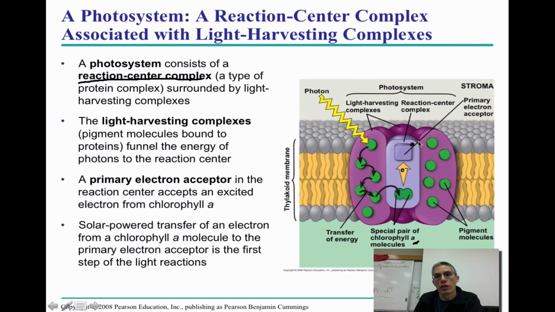And so what happens is, the electrons within these particular molecules are going to be taken and moved to something called the primary electron acceptor. Once it does that, it's basically going to accept that excited electron from chlorophyll A. So the transfer of an electron from a chlorophyll A molecule to that primary electron acceptor, this little square area that you see right here, is going to be the very first step of the light reactions. We'll get into more detail when we talk about photosystem 1 and photosystem 2, probably in the next video for chapter 10.